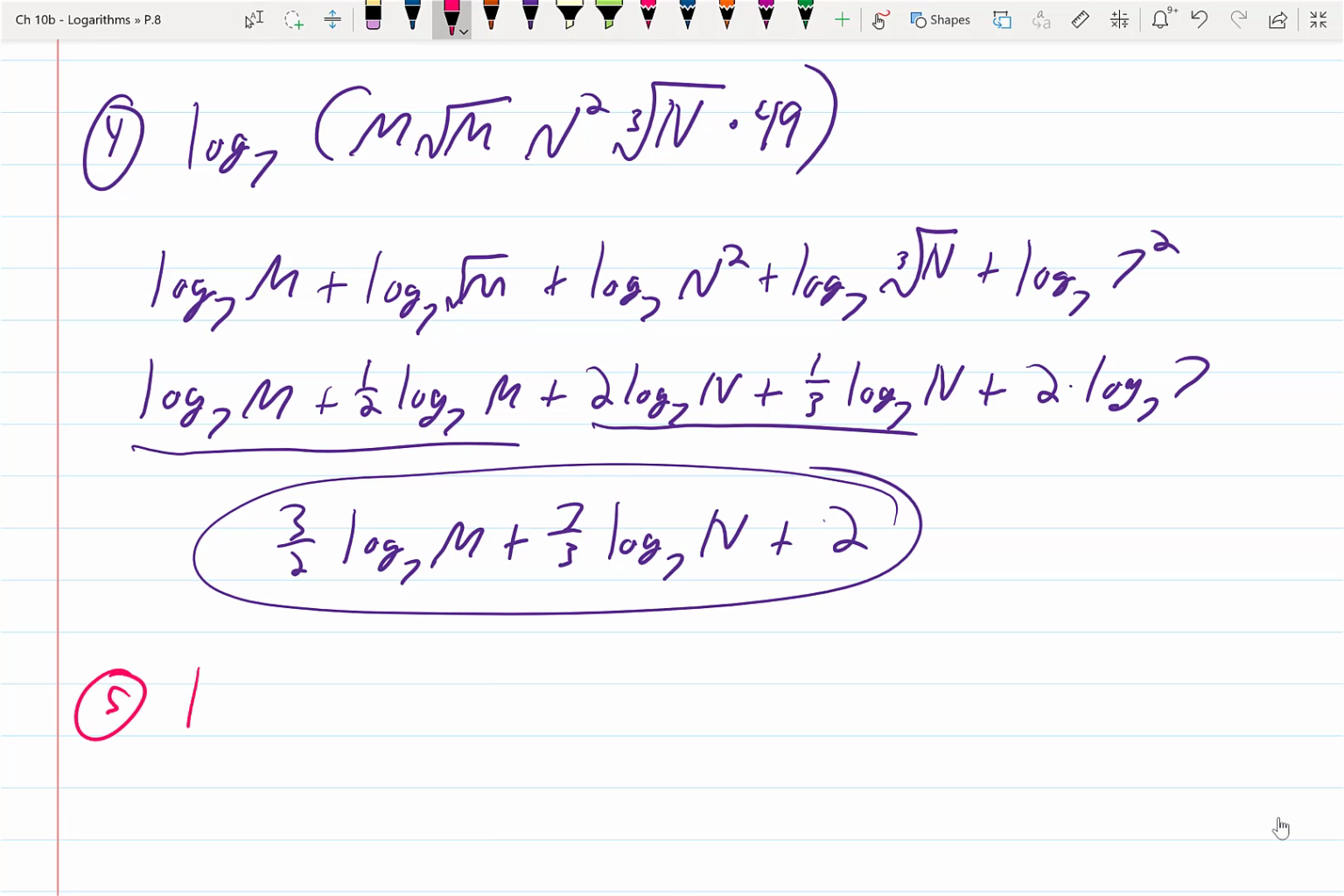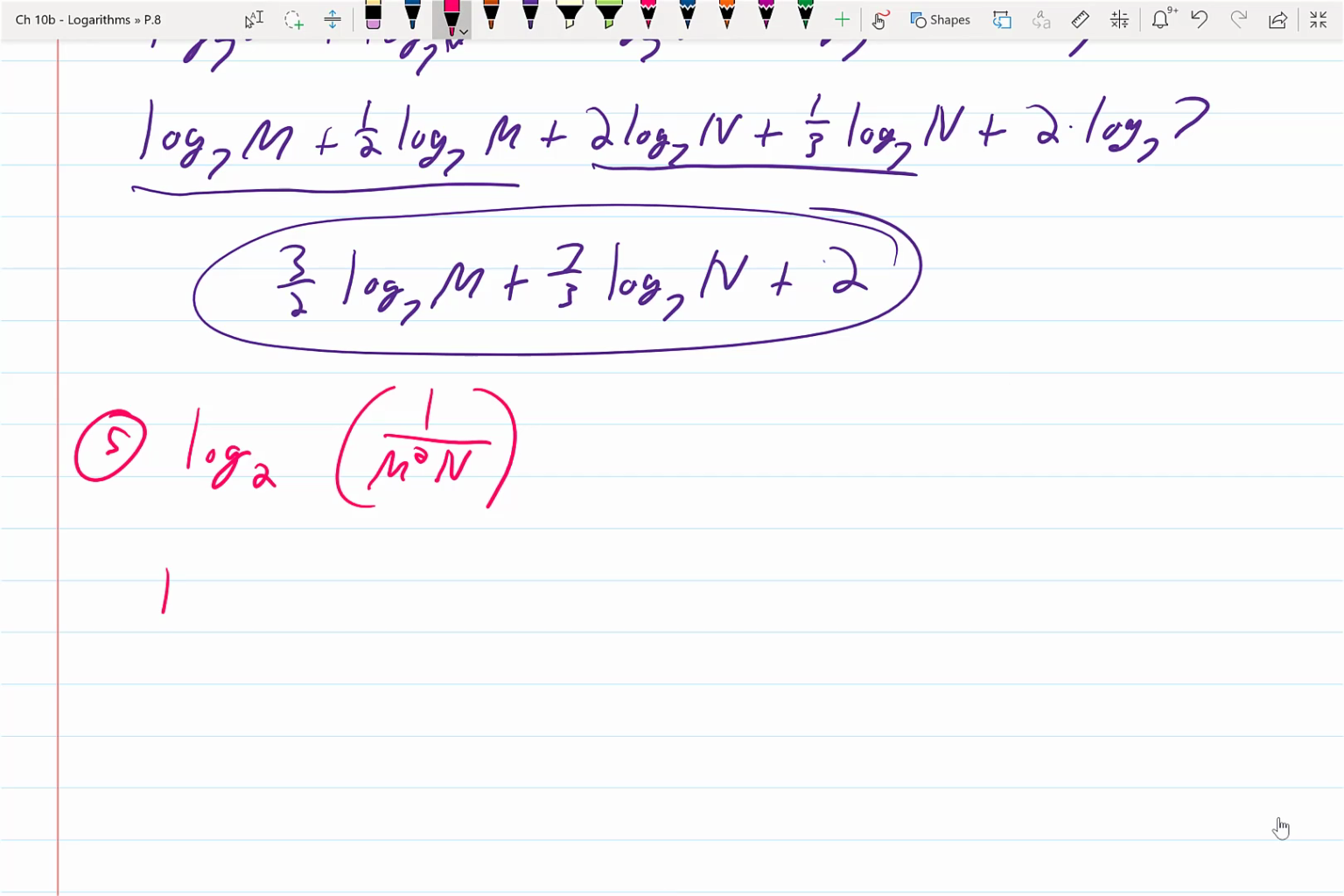Let's do more. Log base 2 of 1 over m squared n. Okay, on this one, you can do a few things. I'm going to show you one method, which is just to break it up as it is. Log base 2 of 1, which was the numerator, minus log base 2 of m squared.